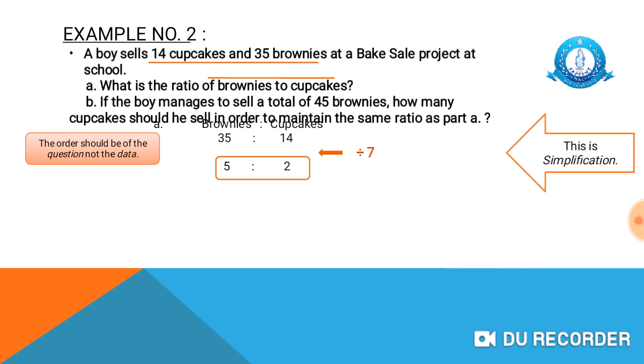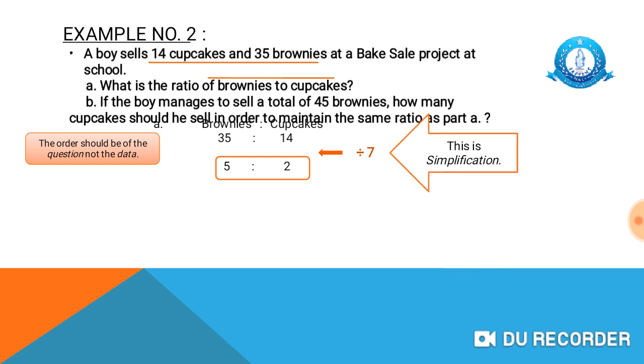Question number B. If the boy manages to sell a total of 45 brownies, how many cupcakes should he sell in order to maintain the same ratio as part A? Now when the question is giving us this hint that we're supposed to maintain the same ratio, that means whatever our answer was to part A, we are supposed to use that answer and find out the new actual number of cupcakes. So we note that down, brownies to cupcakes is 5:2 and this time we write the actual number of brownies under the number 5.